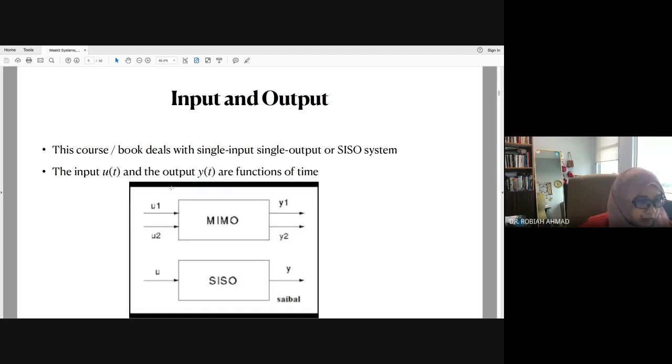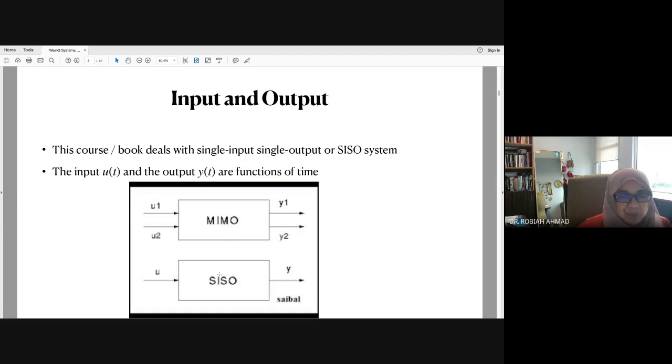There are many categories of inputs and outputs. If we look here, the MIMO system, where the full definition of MIMO is multi-input, multi-output. In the block diagram here, for example, we have two inputs and two outputs, and this input may be one-to-one mapping or one-to-many mapping. So this is called a MIMO system.